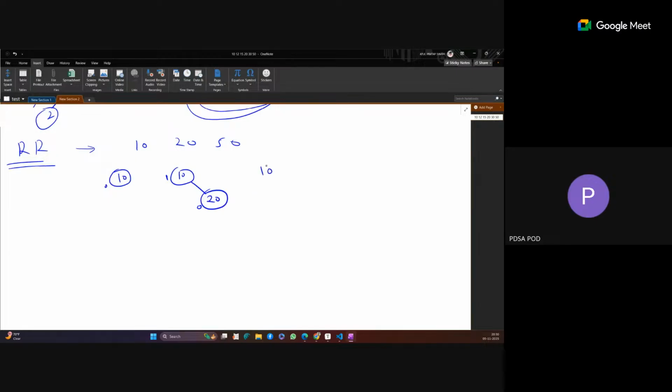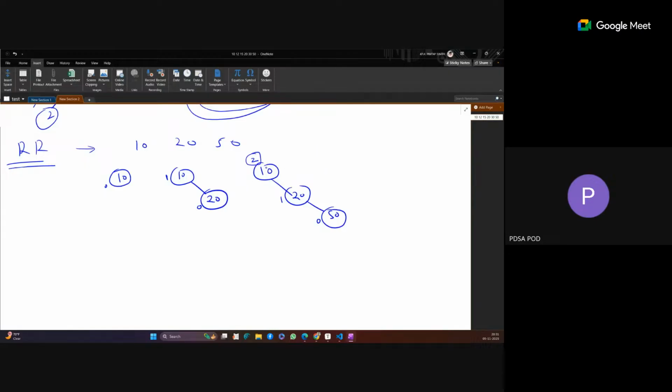Now we add a new element, 50. 50 is greater than 10 and greater than 20, so it comes onto this right. After that, the balance factor for this is 0, this is 1, and this is 2. The left subtree height is 0 and the right subtree height is 2. So 0 minus 2, the absolute difference is 2. You can see this node has become unbalanced. We are getting an unbalanced factor on this, so this tree is unbalanced.